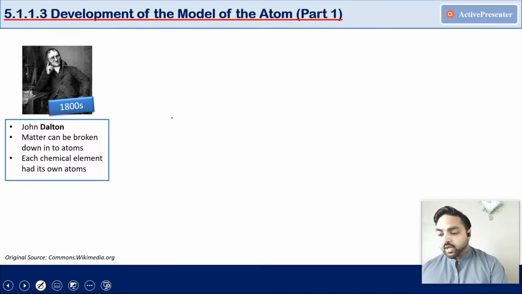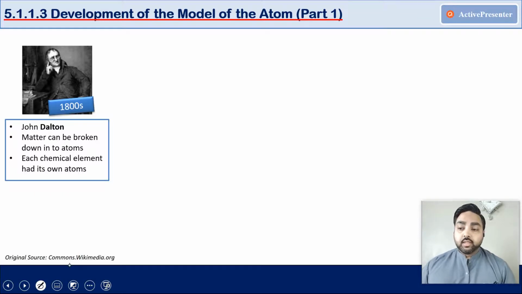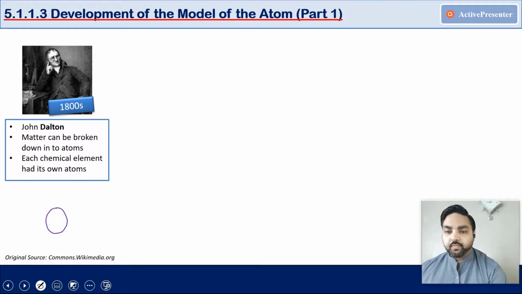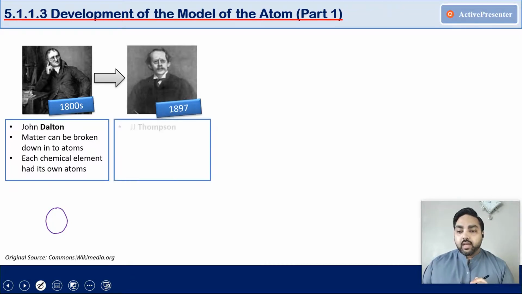You with me? So if we draw, let's keep it purple, Dalton's model of an atom, it was ultimately just a spherical ball. And it was revolutionary at the time, but in terms of understanding the structure of the atom, that was pretty much it. That's as far as we got. And it wasn't until 1897 when J.J. Thomson discovered something else. Now, what did J.J. Thomson discover? I know I've got people behind the screen shouting, he discovered an electron.